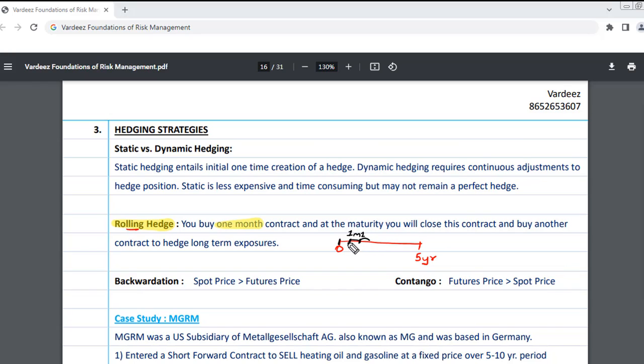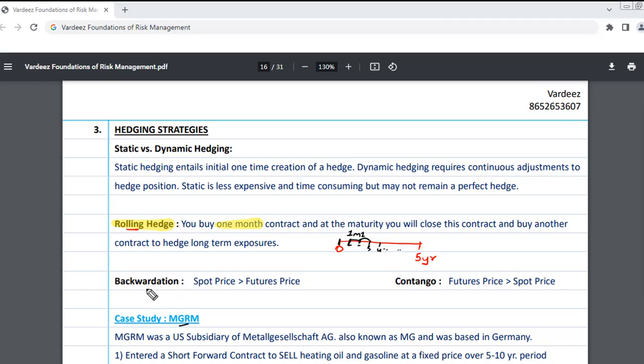I will keep on closing my previous positions and get into a new one, then again close out, get into a new one for period 3, then period 4, and so on. That way I can hedge my long-term exposure. So this is the background for rolling hedge, and this is something that you would need in our case study, which is MGRM. That's why I'm teaching you this right now.